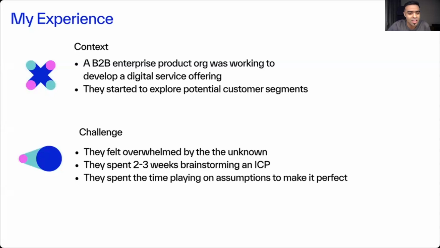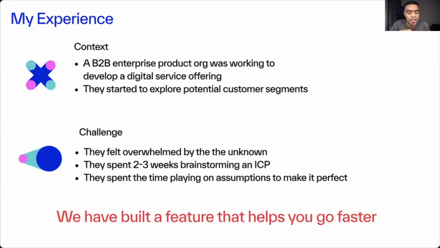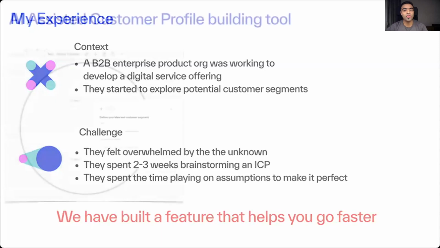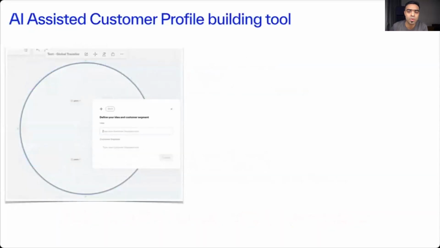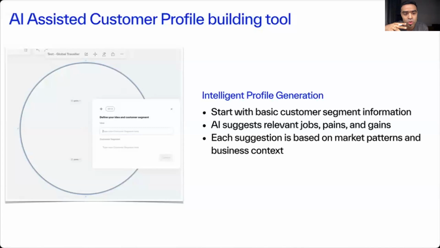So these are the things that they were experiencing, and for this we have built a feature that can help you go faster, go ahead with confidence, and get you into testing fast. The feature is an AI-assisted customer profile building tool. What does this feature help you do? First, it helps you generate a very intelligent customer profile. You just let it know the idea you're working on and the customer segment you're working on, and then it helps you generate AI-assisted suggested jobs, pains, and gains. That's where it helps you break the blank page canvas.